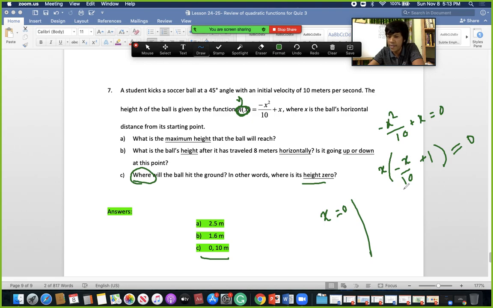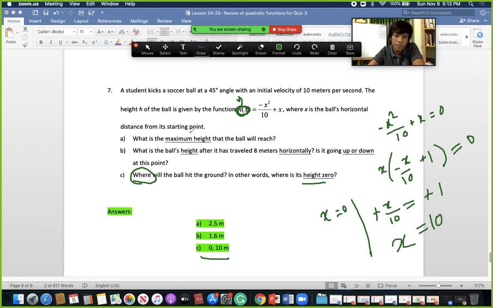Another answer will come from minus x divided by 10 plus 1 equals 0. So we can directly send this plus 1 to the other side, so it will become minus 1. And minus minus cancel out. That means another answer is x equals 10. So another answer is x equals 10.